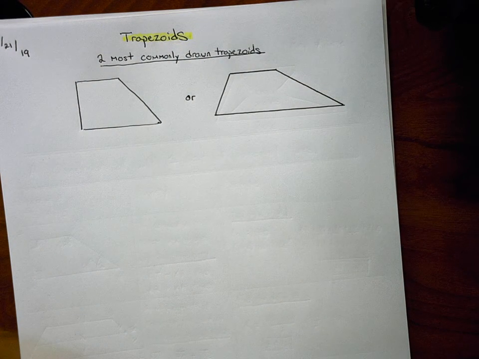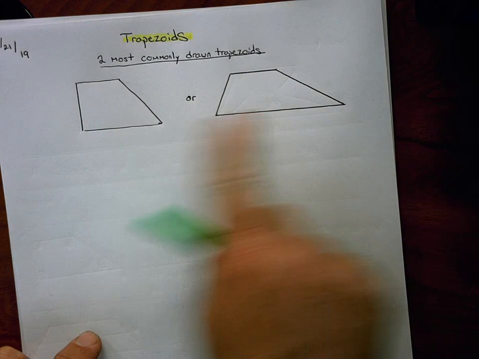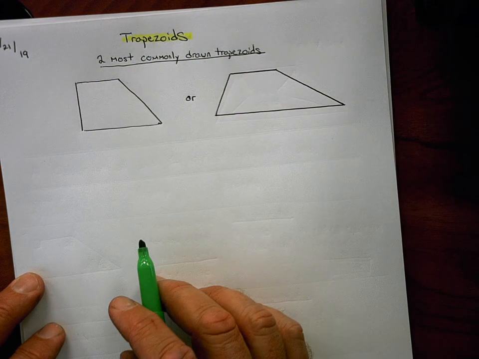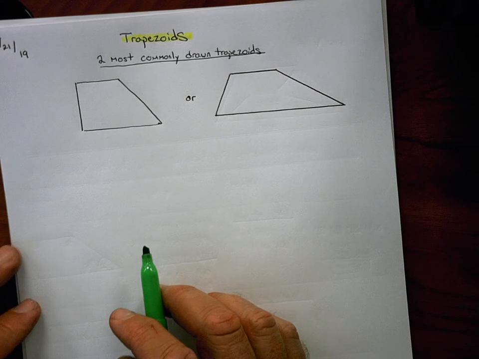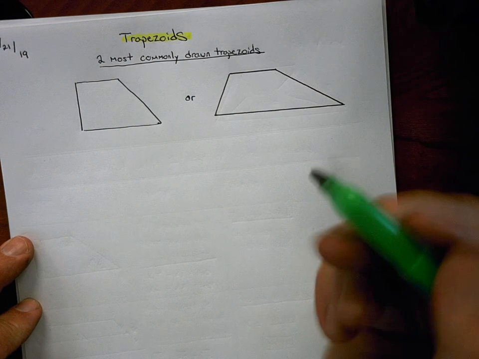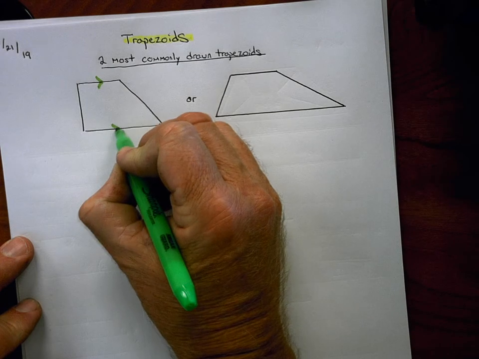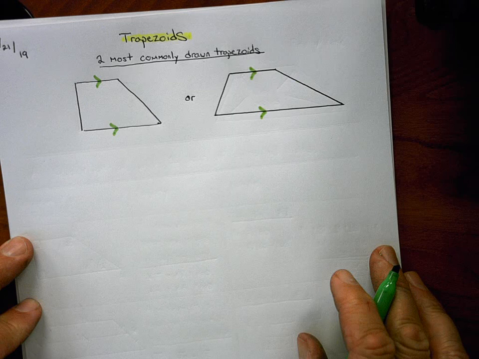Alright? Ask me why. That is a great question. So a trapezoid, let's figure it out. A trapezoid has how many sides? Four. But if you look at it, how many of the sides are parallel? Just two. So it has how many pairs of parallel sides? Just one. Okay? So a trapezoid is the only four-sided shape that we study that has only one pair of parallel sides.